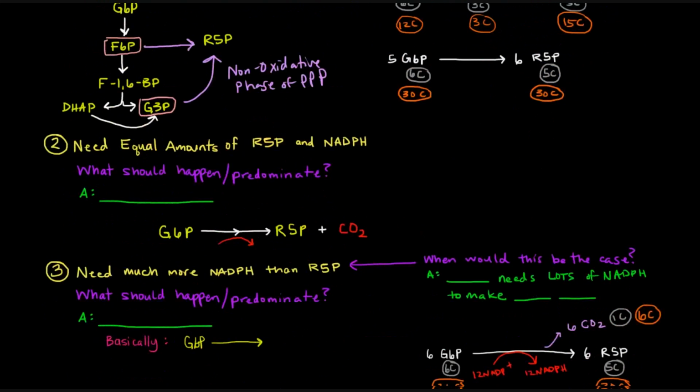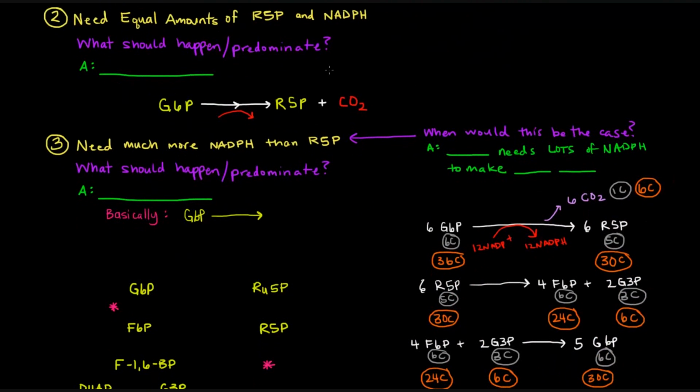Second scenario. What if we need equal amounts of ribose 5-phosphate and NADPH? Well, okay, so we want to make R5P and NADPH. Well, there's a phase for that, right? The oxidative phase. Let me write this in white. The oxidative phase takes G6P to R5P and creates that carbon dioxide. And when it does that, of course, we get that R5P, and we also get some NADPH out of it, right? We get 2 every time that goes through.